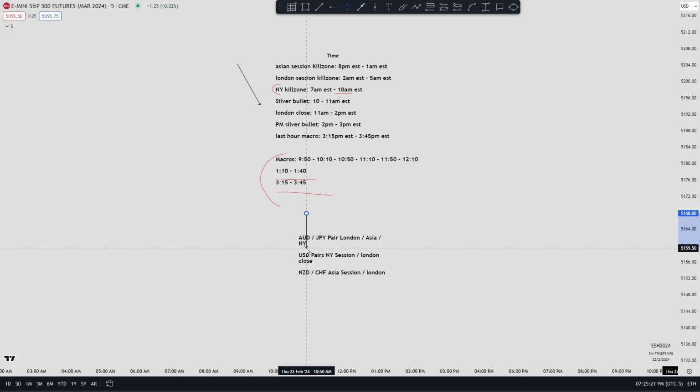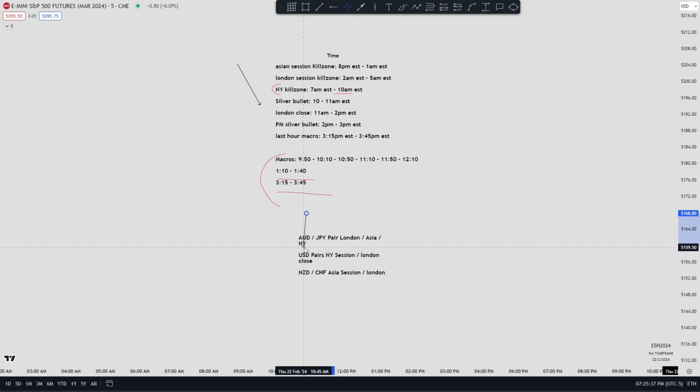If you are trading USD pairs, it's imperative that you trade during the New York session and the London close sessions. So we have the New York session kill zone, 7 a.m. to 10 a.m. EST, and then we have the London close kill zone from 11 a.m. to 2 p.m. EST.